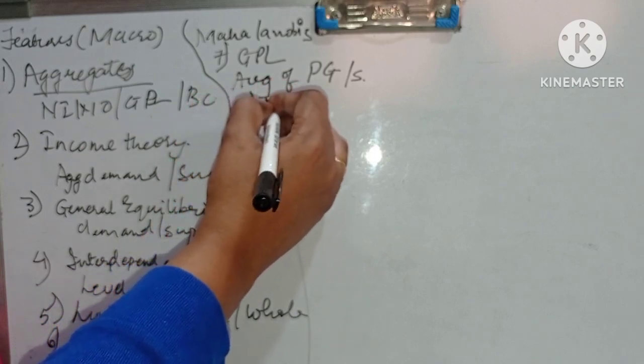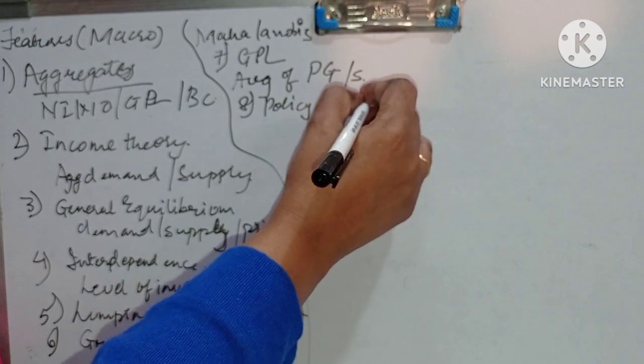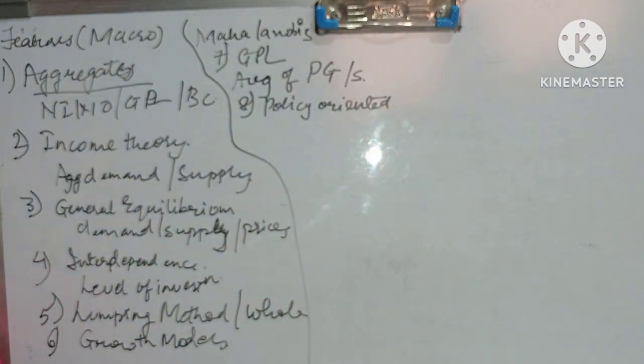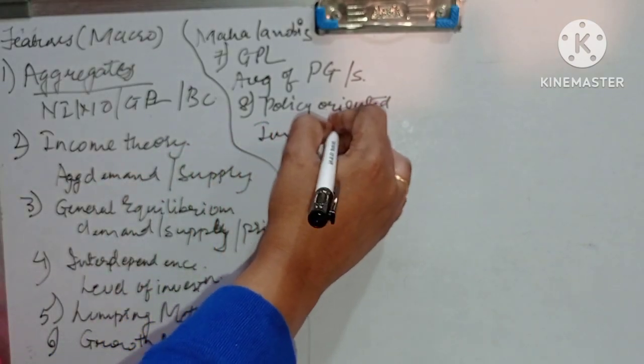Eighth one is policy oriented. According to Keynes, macroeconomics is a policy oriented science. It suggests suitable economic policies to promote economic growth, general employment, and control of inflation, depression, etc. Okay, so now let's move to the importance of macroeconomics.